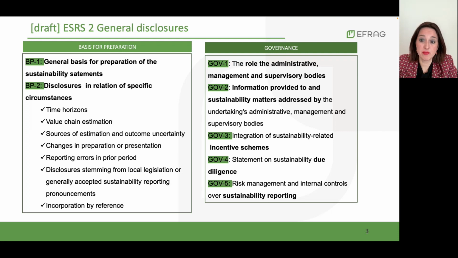Secondly, we have the reporting pillar governance, where the disclosures cover aspects such as the composition and the role and responsibilities of the administrative, management, and supervisory bodies, and others like the integration of sustainability-related incentive schemes in the undertaking remuneration policies. Due diligence or mapping is also included here, and also the internal control systems related to sustainability matters.